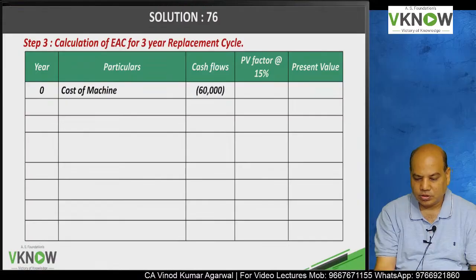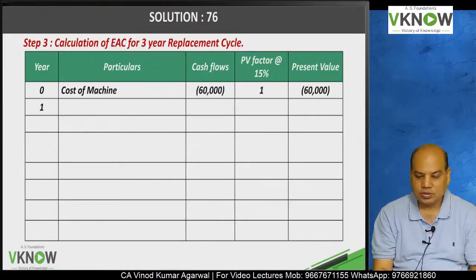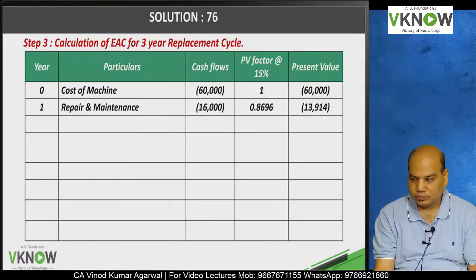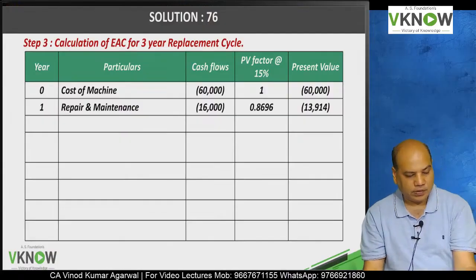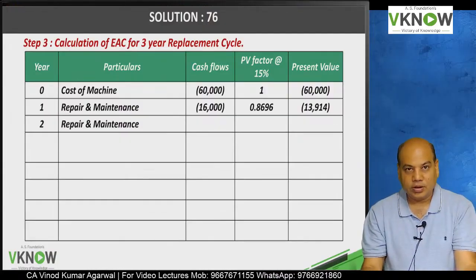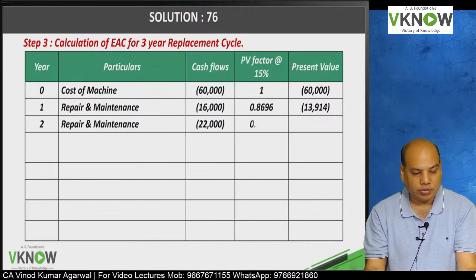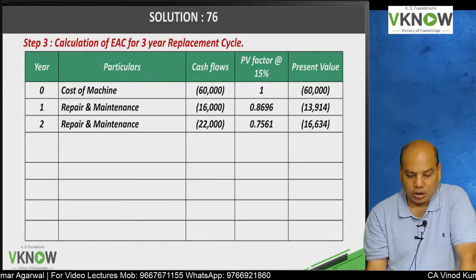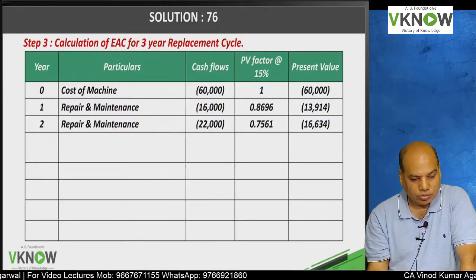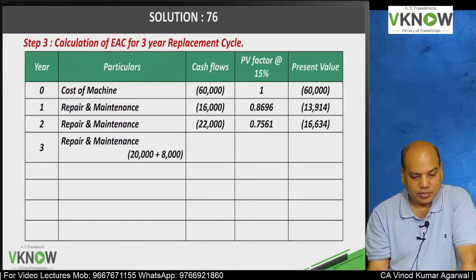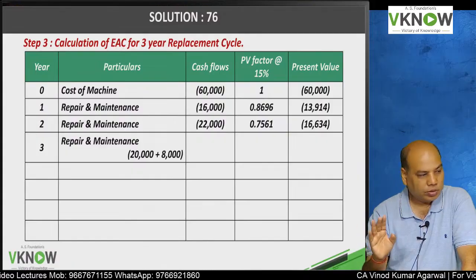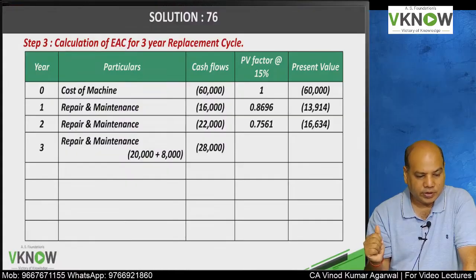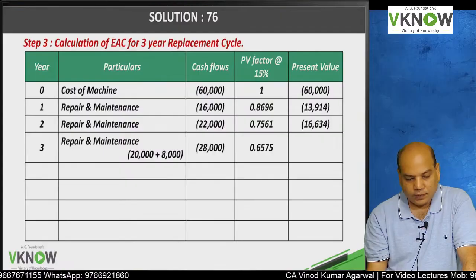One is your purchase cost, 60,000. Second, you will incur in year 1 repairs and maintenance, 16,000. You can copy the present value from the previous table. Don't waste time again. Repair and maintenance second year, 22,000. Copy the factor, copy the present value. Then in year 3 will go repair and maintenance 20 plus 8, 28,000. This is a question from the study material of the institute. Factor is given.